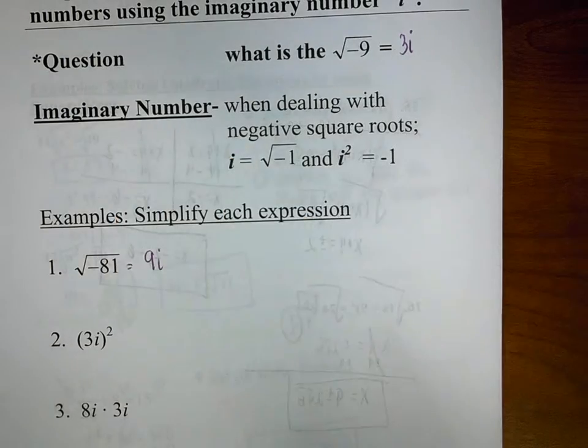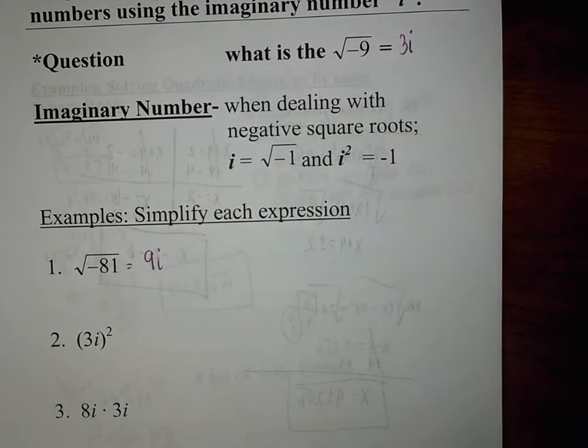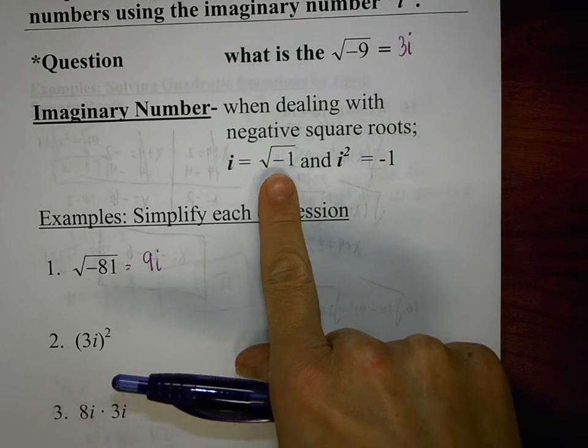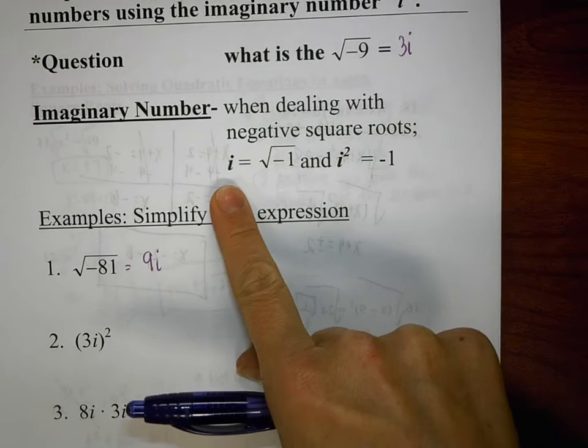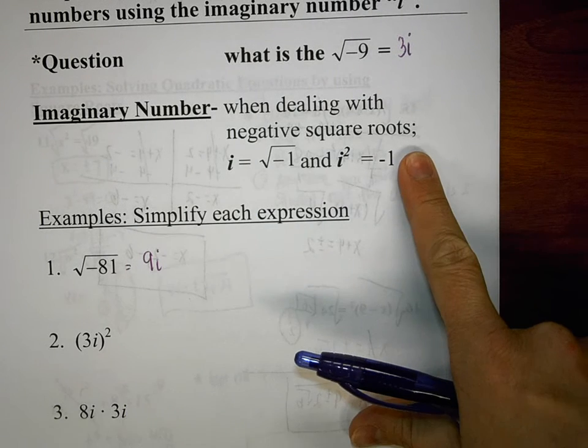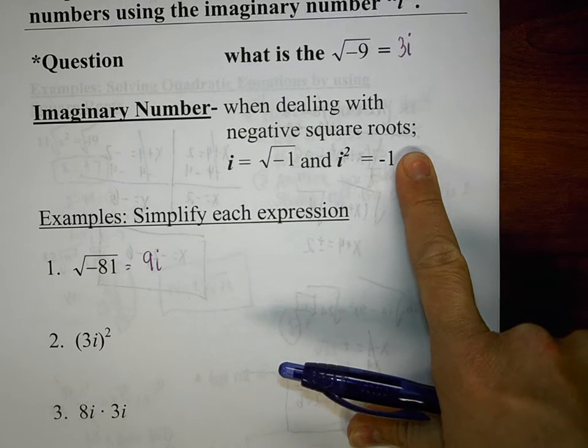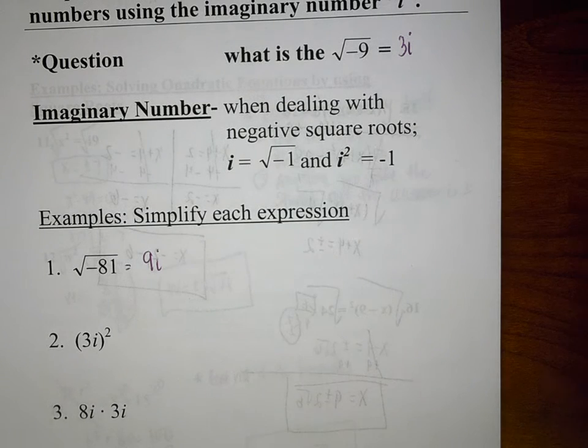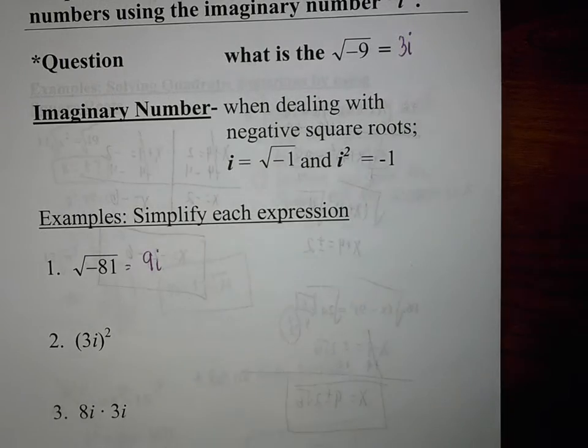Okay? Now, this is two things you have to remember when we're dealing with i's. The first thing is the square root of a negative is i. Anytime you square i, it is negative 1. i squared is negative 1. Those are two things you have to remember. As long as you remember that, you're going to get all the answers correct.